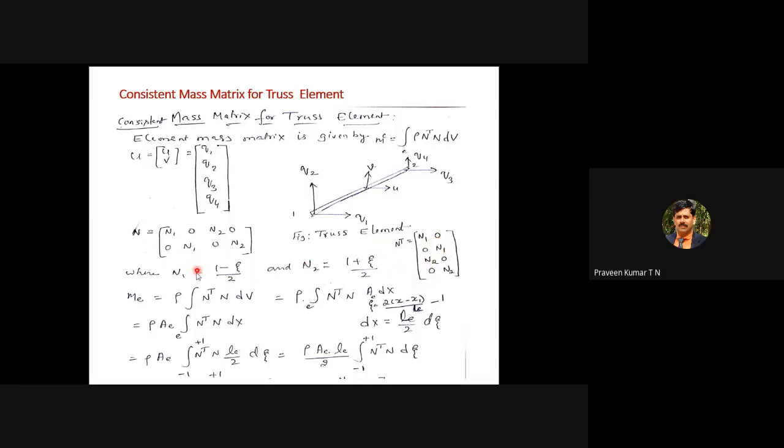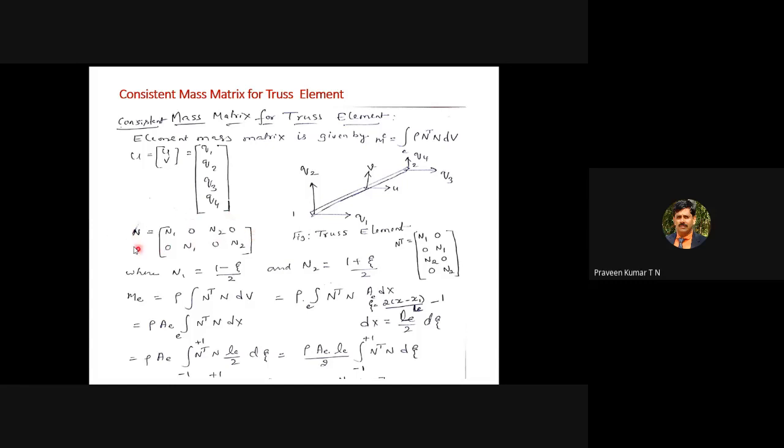And again for the truss element, N1 is 1 minus xi divided by 2, and N2 is equal to 1 plus xi divided by 2. It is the same as the bar element. And we have the general formula for the mass matrix: the mass matrix is given by rho into N transpose N into dV. When you come to the bar element, N is given by N1, N2.